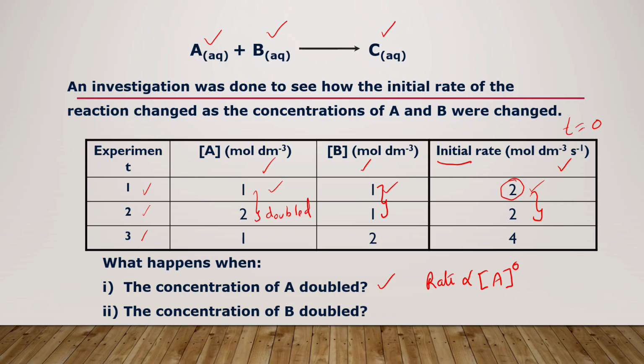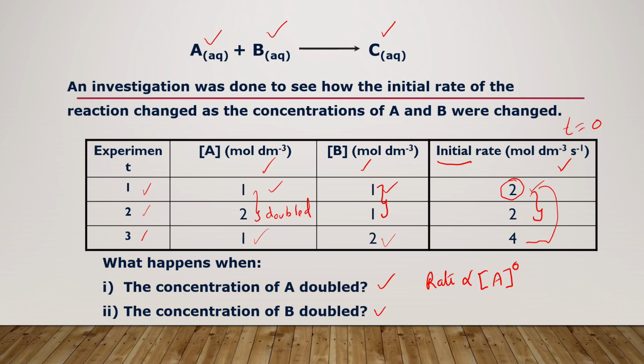Now let's see what happens in the third experiment. In the third experiment, you can see that the concentration of A remained the same as it was in the first experiment, and the concentration of B was doubled. And here you can see what is happening to the rate. I want you to pause the video here and try to answer the second question as to what is happening to the rate of reaction when the concentration of B is doubled.